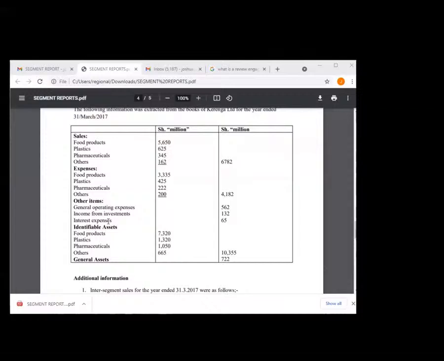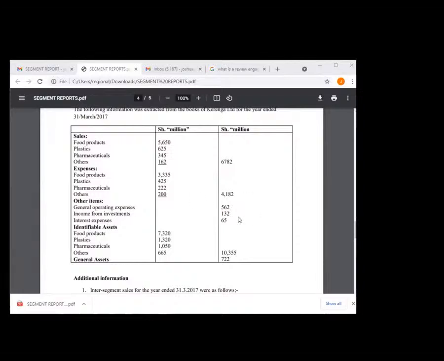So we have the general operating expenses. They're giving us a figure of 562. So this 562 is a deductible. You need to deduct that. And then they're giving us income, another item here. They're giving us income from investments of 132. I hope you guys are able to see this section.